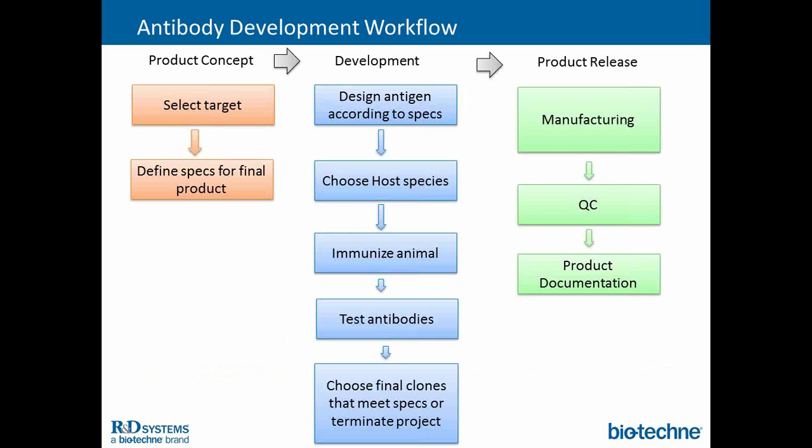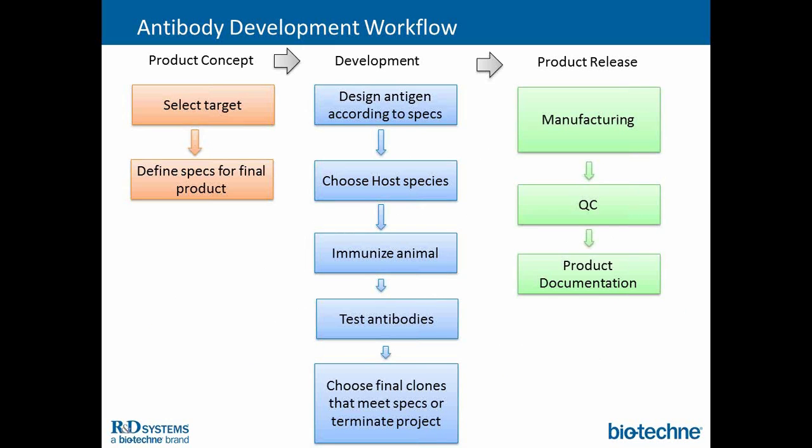And then we go through the standard process. You immunize your animal, you test. And after we choose our final clones, and I'll go through some examples on how that process is done, then we'll transfer it either to product release process, or we terminate at this point and then decide, do we want to try this again? Have we tried it and it's just not going to give us what we need, or we terminate, and that will lead to a complete termination of the project.